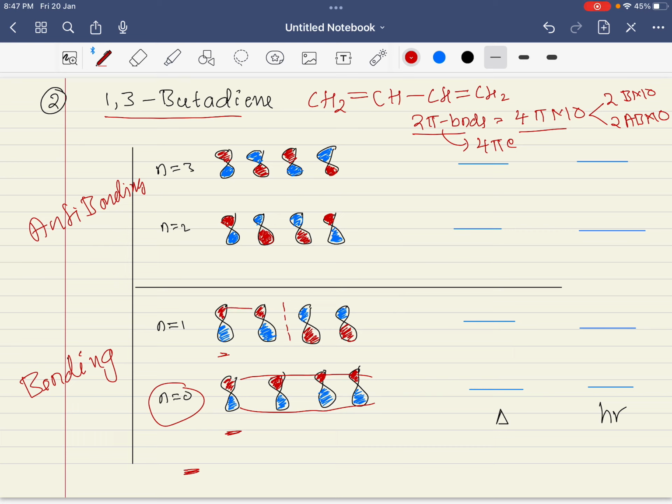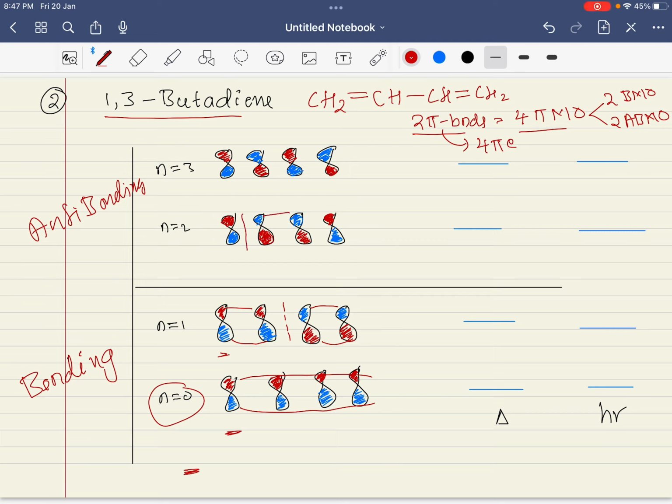Look at here. This and this, there is a symmetric overlap. This and this, there is a symmetrical overlap. But here, there is no symmetry. So because of that, one node is there. Here it is two nodes. No symmetric overlap here. Because of that, one node is there.